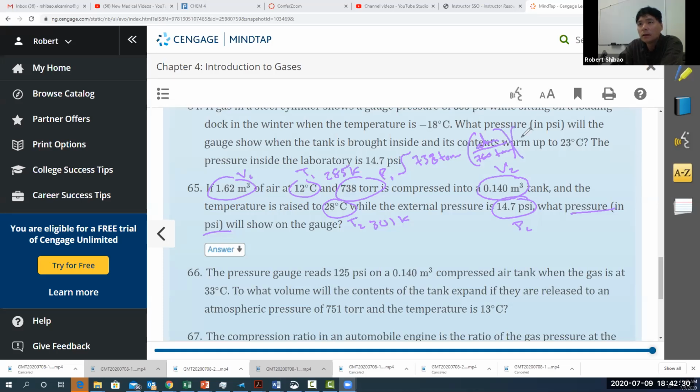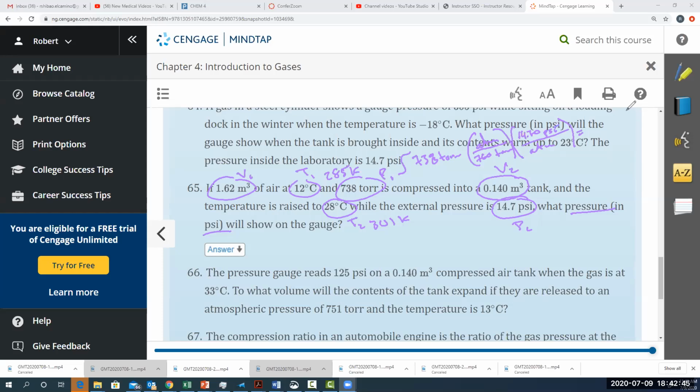And then there are 14.70 psi per atmosphere. And so that'll tell us how many psi we have. So I'm going to grab my calculator here. Do that.